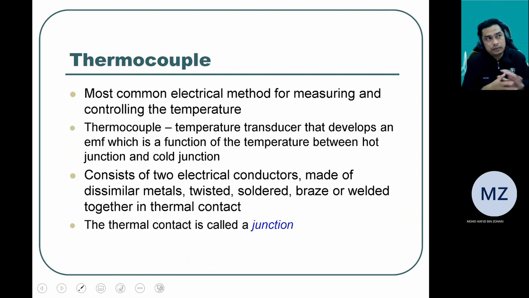All right. So we finish with the resistance type of electrical methods. We have one more electrical method, which is the thermocouple. This is actually not a resistance type method. It's actually a self-generated EMF or voltage. So this one we're going to look at in the next lecture.